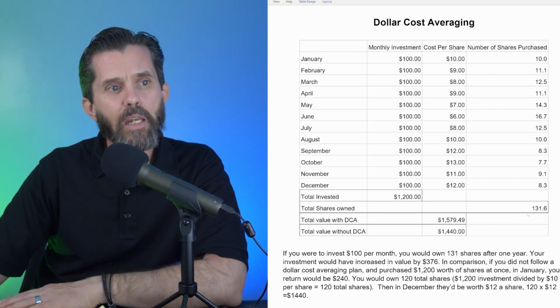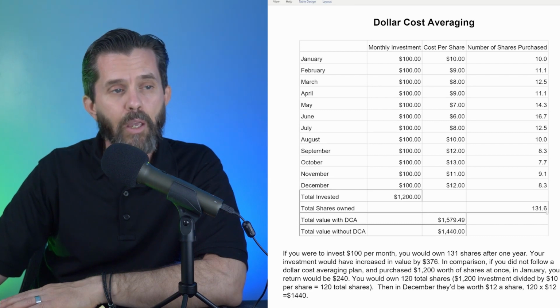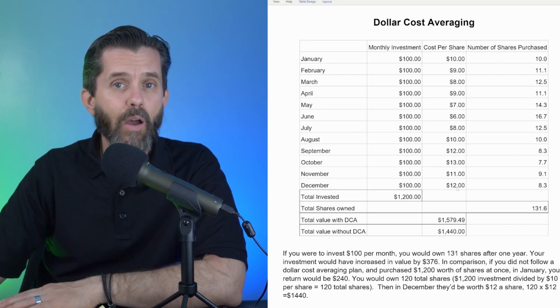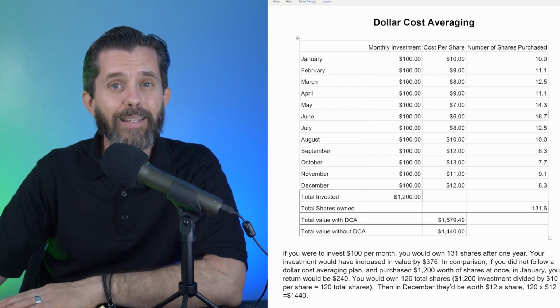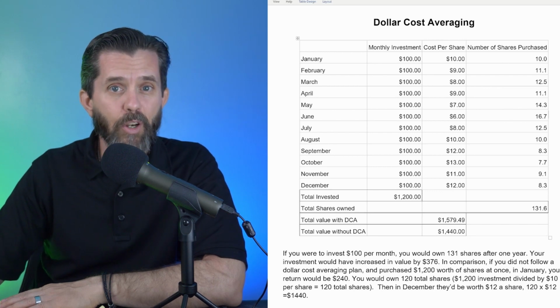So over here, you see the total number of shares that you own is 131.6 shares. So you take that 131.6 and you multiply it by 12. That's the current value of the stock. And that means that your total balance right now is $1,579.49. That's a fantastic return on your money.